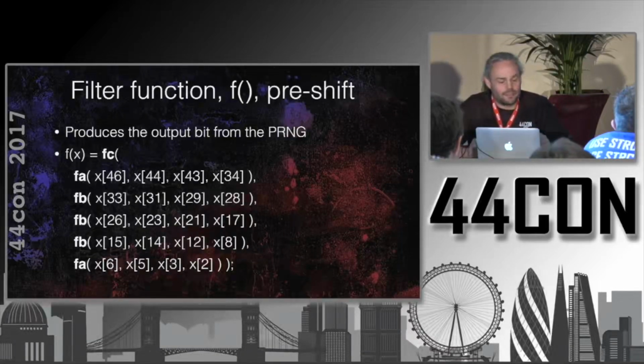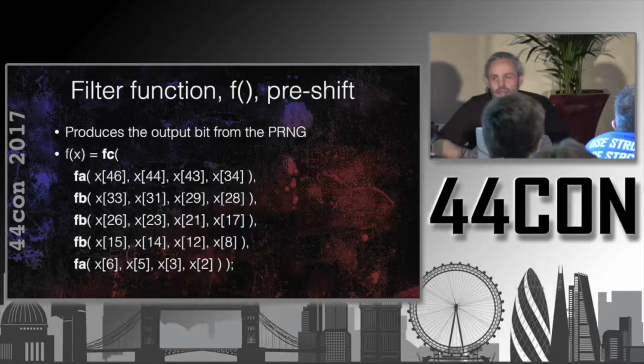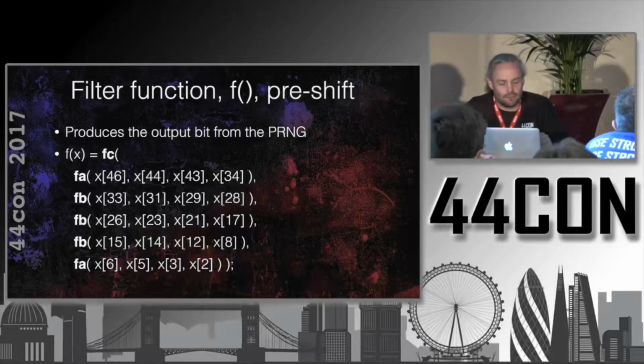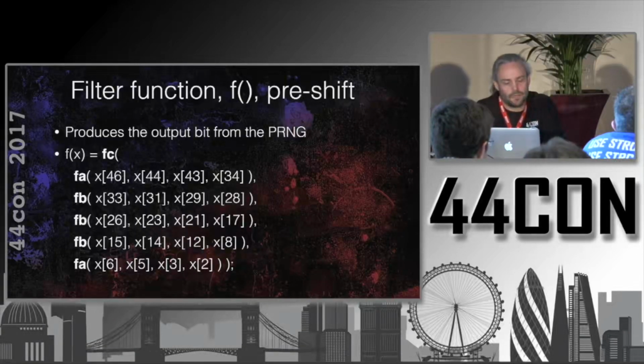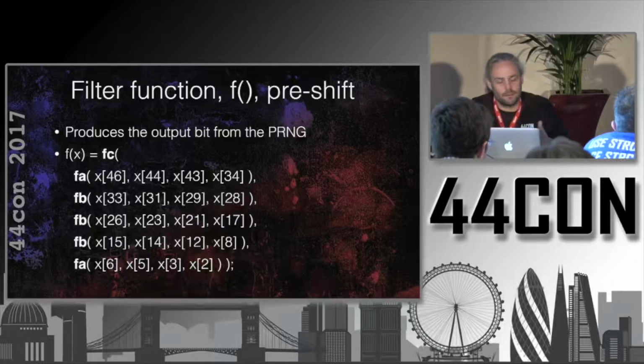What you can notice there is the first line, the first FA function. The bits it's taking are from a really wide section of the LFSR, from bit 34 upwards, which is 14 bits worth, whereas all the others are 4 bits from a 6 or 8 bit section.